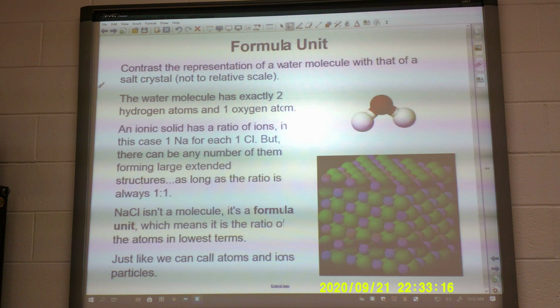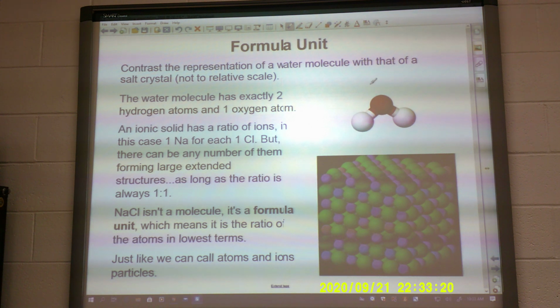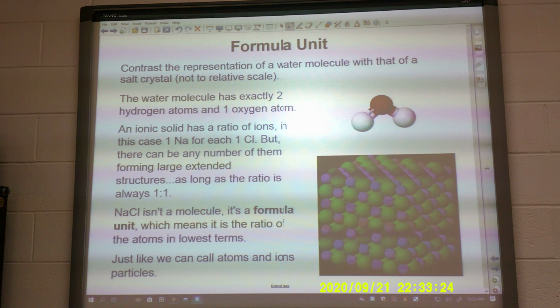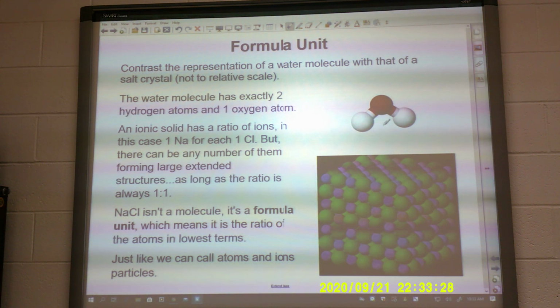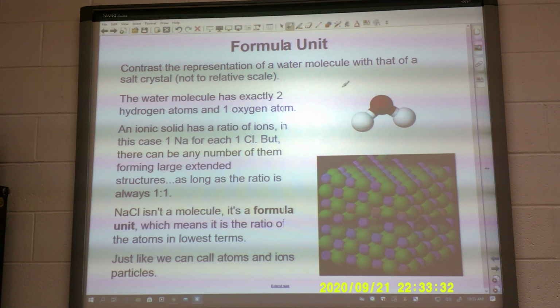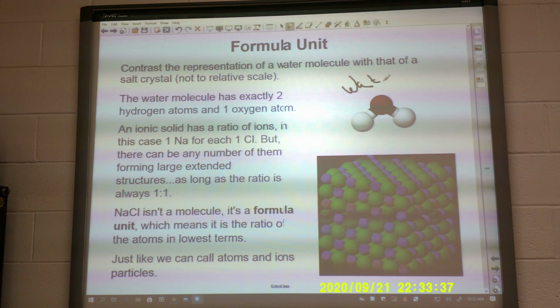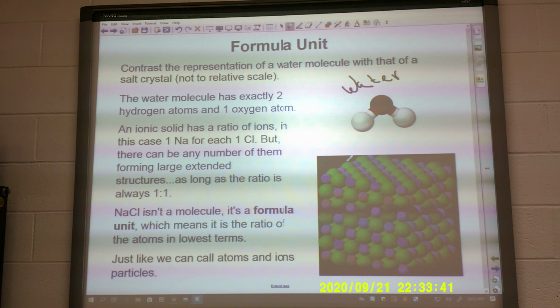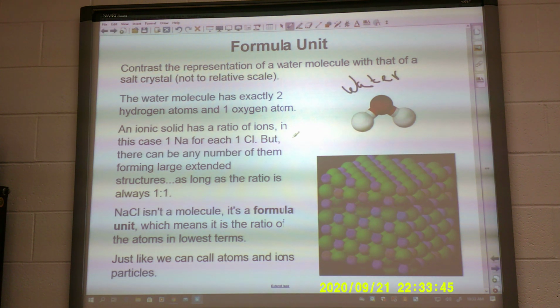Formula unit. Contrast the representation of a water molecule with that of a salt crystal, not to relative size, of course, it's just so you can see. The water molecule has exactly 2 hydrogen and 1 oxygen. This is a water molecule right here. It's kind of hard to write, but I think you can see it with my marker. The water molecule has exactly 2 hydrogen atoms and 1 oxygen atom.